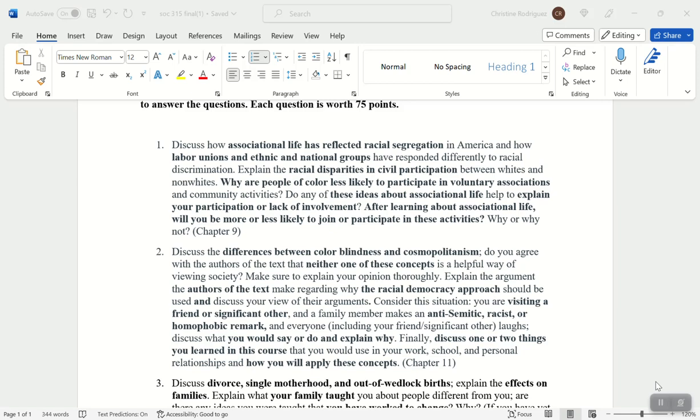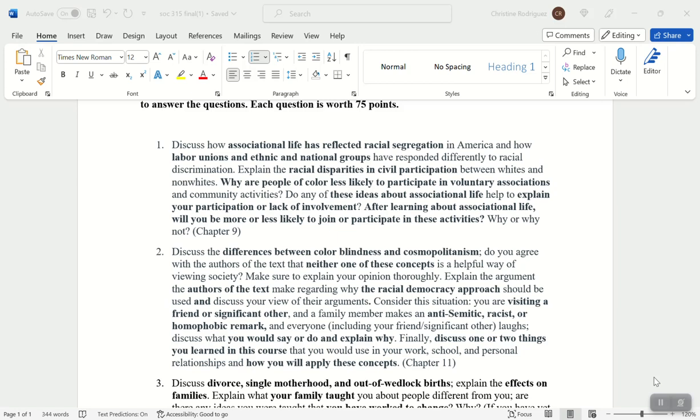This is an overview of the final exam study guide. There are only 3 questions from the last 3 chapters that you covered. Question 1 asks you to discuss how associational life has reflected racial segregation in America and how labor unions and ethnic and national groups have responded differently to racial discrimination.